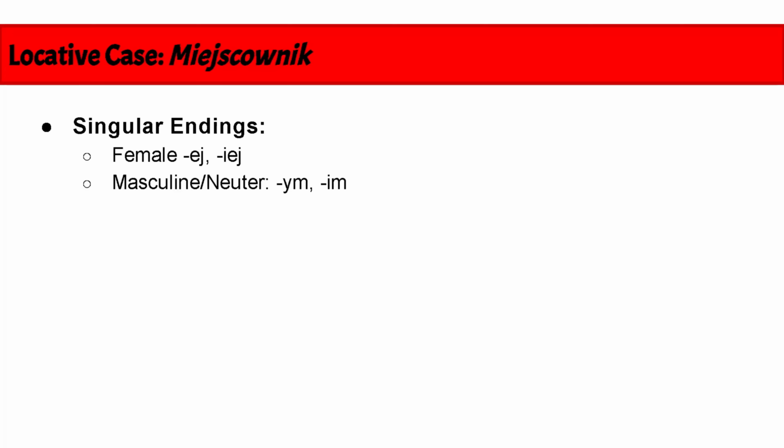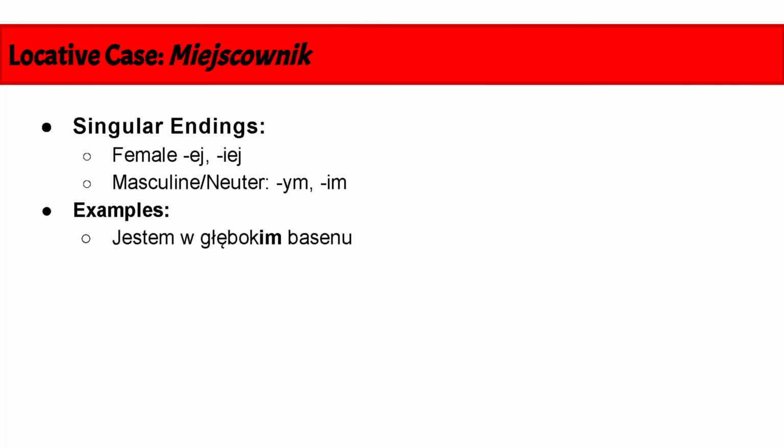Now we're going into the miejscownik. And I'm pretty sure this is the last one, but let's go into the singular endings. For the feminine, it would end in ej or ej. And for the masculine and neuter adjectives, we would have ym or im. Let's see how this would apply.